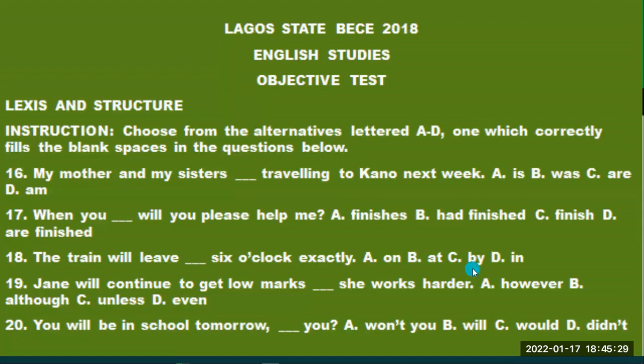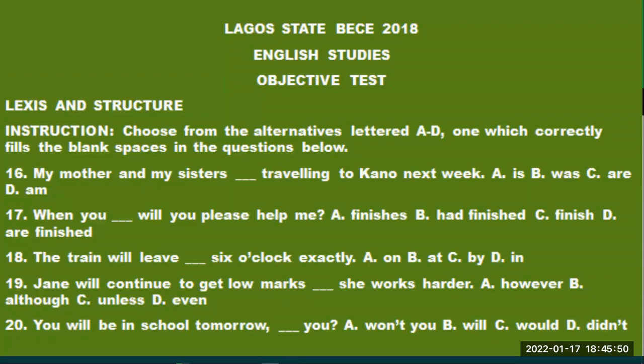Option C, by. The train will leave by 6 o'clock exactly. The word exactly means we have to choose at. You cannot say by 6 o'clock exactly. No, it can only be at. Now, D, in. The train will leave in 6 o'clock exactly cannot go.